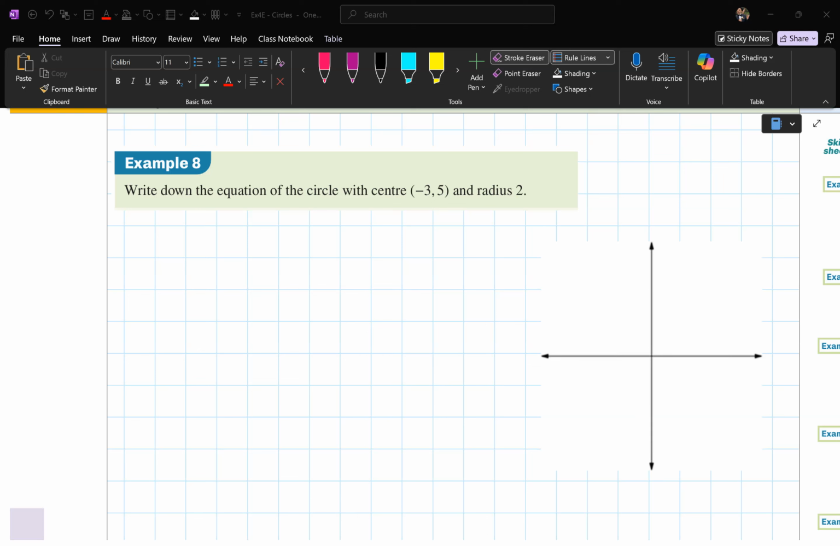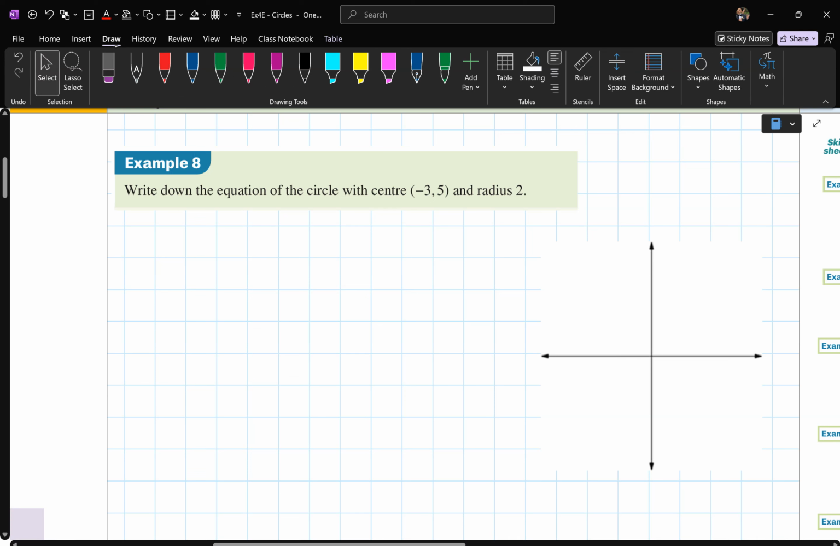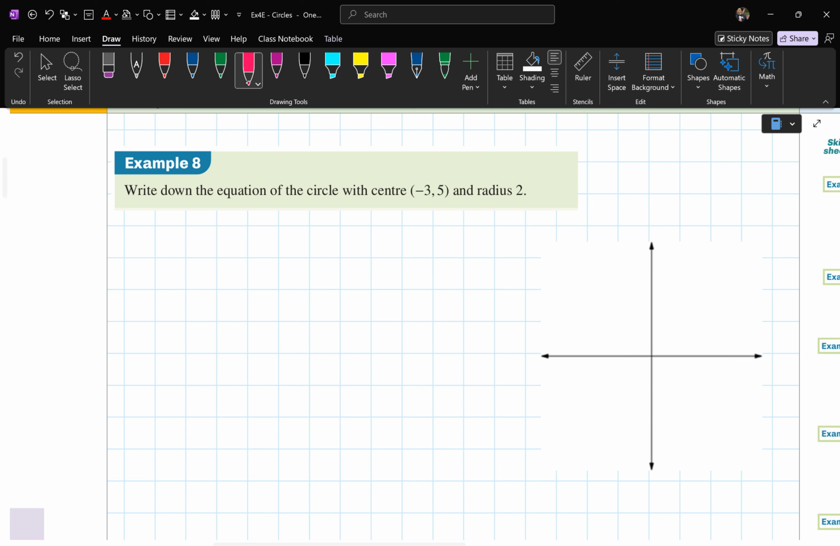Hi there, Year 11s. This is example 8 from the textbook, so I'm just going to go through how you do this. So hopefully you watched the class video first, so you've got the general theory for circles. Here it says, write down the equation of the circle with center -3, 5, and a radius of 2.